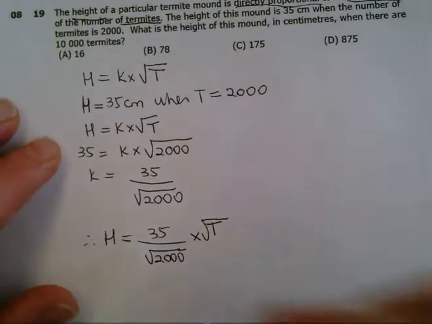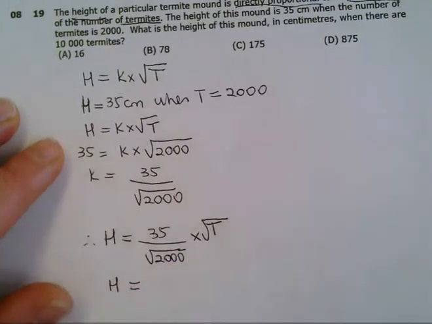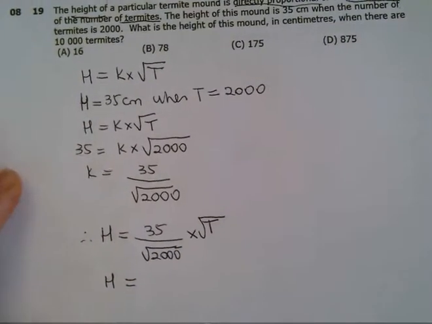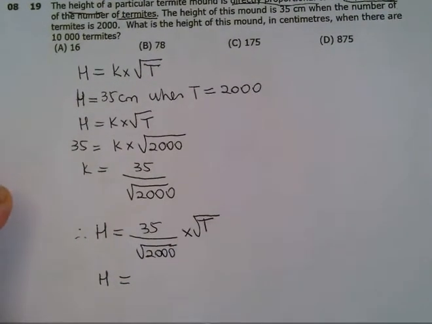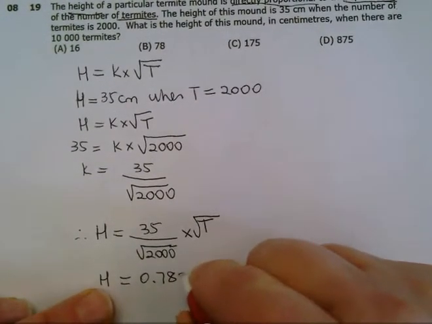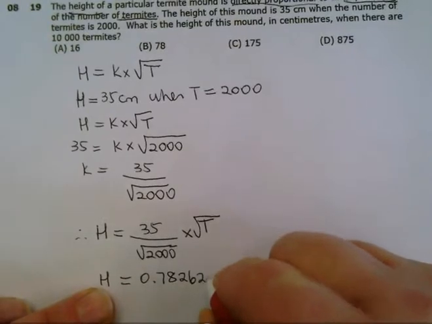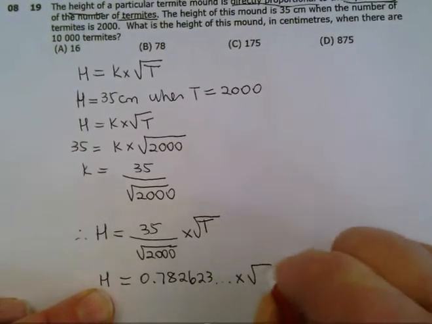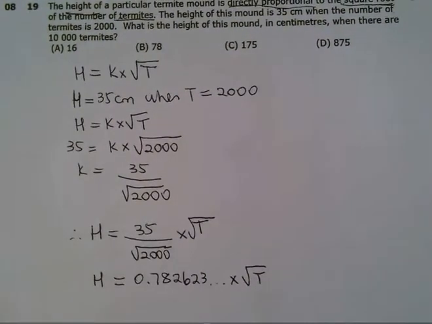Unless you want to put a value for it. Anyone got a nice value? 35 over the square root of 2,000. 0.7826, etc. Now what I would do, just keep it there. Don't cancel it off your calculator. Just leave it if you've done it.